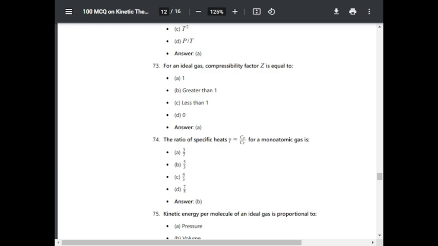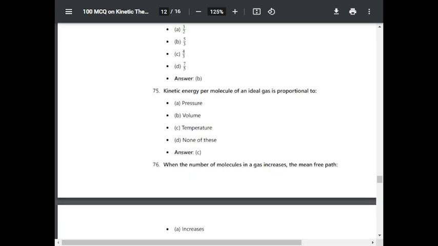Question number 74. The ratio of specific heats, gamma equal to Cp upon Cv, for a monoatomic gas is option A, 3 by 2, option B, 5 by 3, option C, 4 by 3, option D, 7 by 5. The correct answer is B, 5 by 3. The ratio of specific heats gamma, Cp upon Cv, for a monoatomic gas is 5 by 3. Option B is correct.